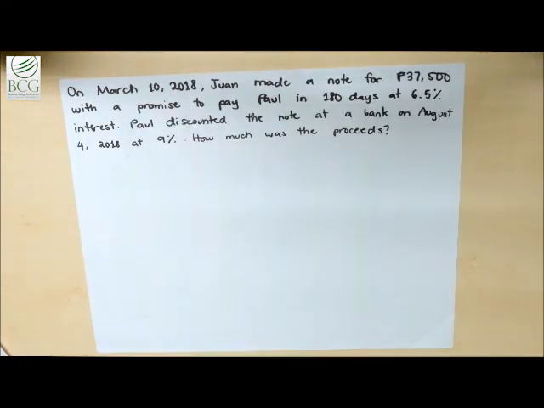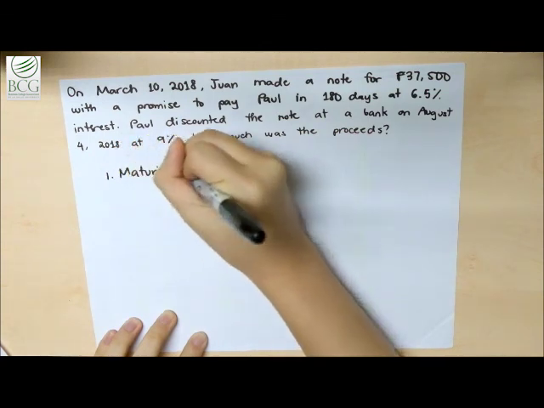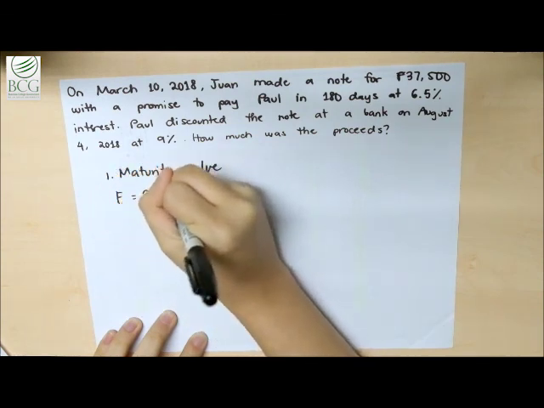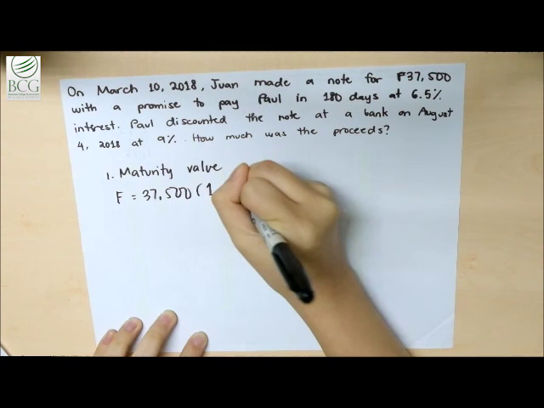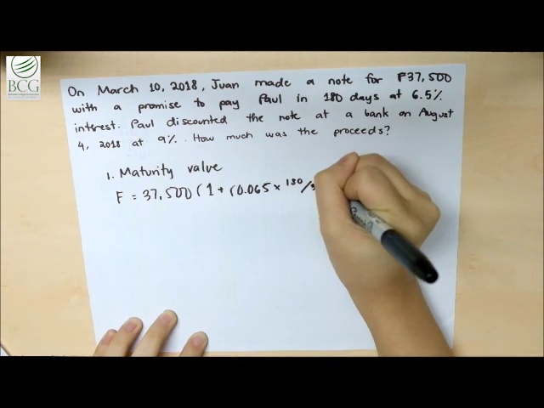So let's have an example. On March 10, 2018, Juan made a note of 37,500 pesos with a promise to pay Paul in 180 days at 6.5% interest. Paul discounted the note at the bank on August 4, 2018 at 9%. How much was the proceeds? The first step is to calculate for the maturity value, which is F equals 37,500 times 1 plus 0.065 times 180 over 360.